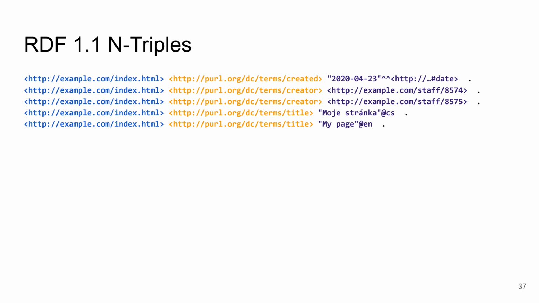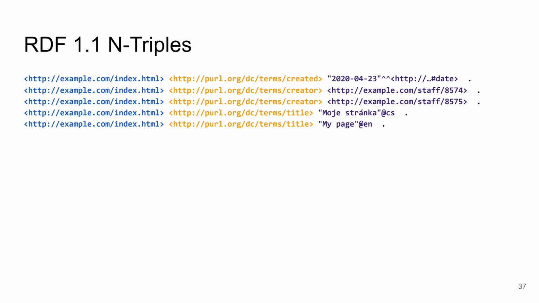It also looks like this for our case, where we have the example with a web page, which was created on some day, and it has two creators in this case, and two labels, one in Czech and one in English.